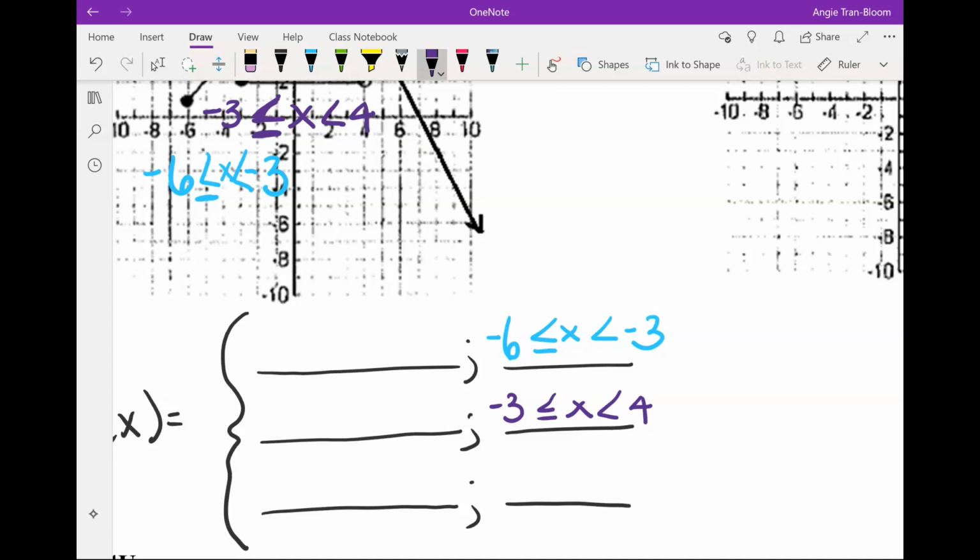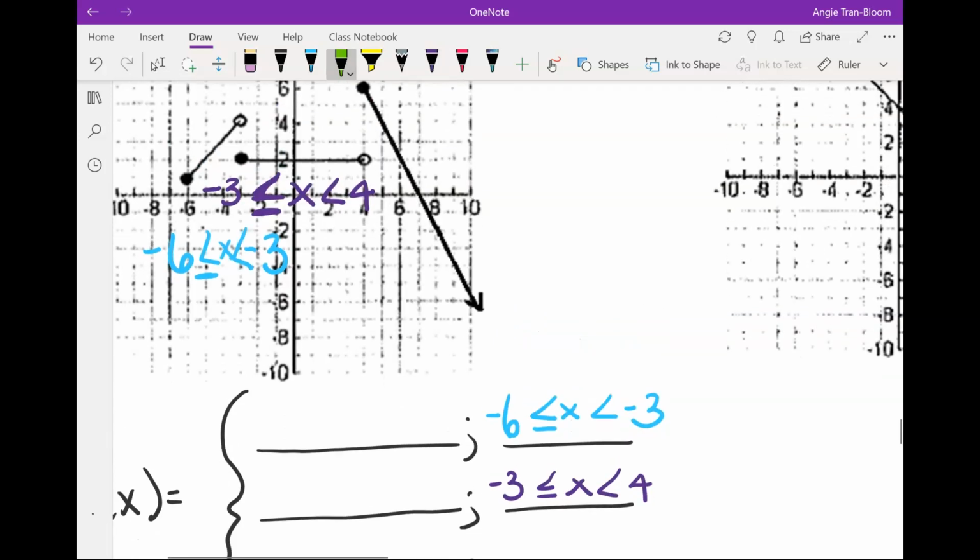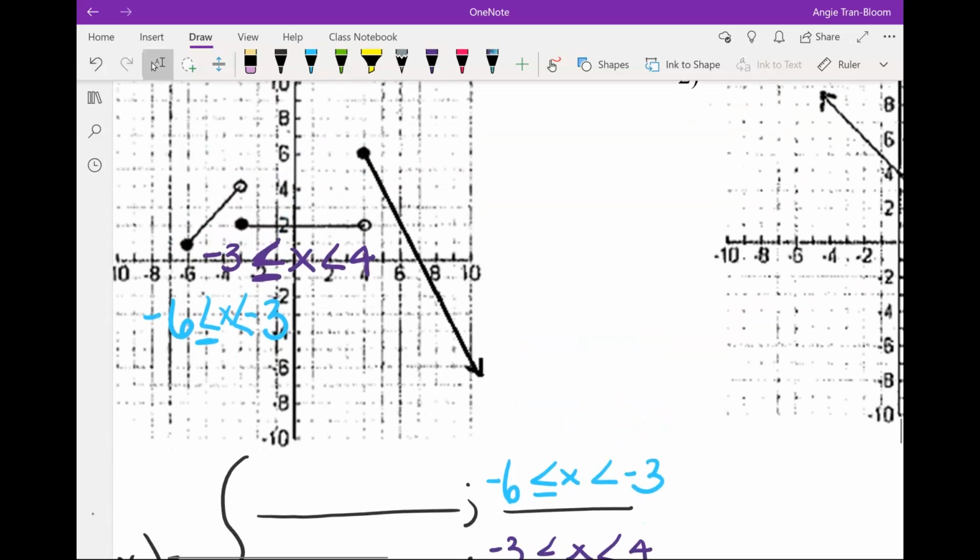What's going on with the last piece? Is it an array or a segment? Array. Does it have an end value? No, it has a starting value. What's that starting value? 4. We are starting at 4. Now, question number, we're starting at 4 on x. Is x bigger than 4 or smaller than 4? Bigger than or equal to.